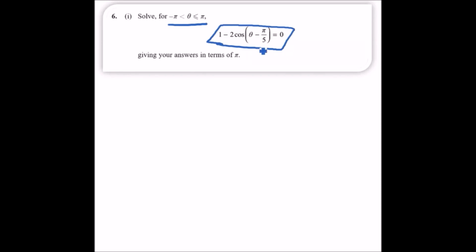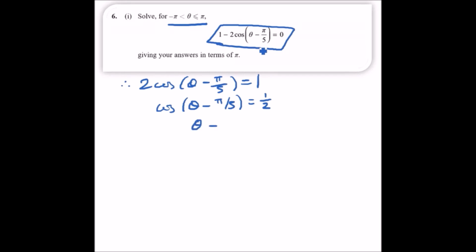We'll be trying to solve this trig equation within this interval. And to do it, all we need to do is make cos the subject and take cos inverse. So let's make 2 cos the subject this time. So we're going to have 2 cos of theta minus pi over 5 equals 1, and then it's divided by 2. So we're going to be left with cos of theta minus pi over 5 equals a half.